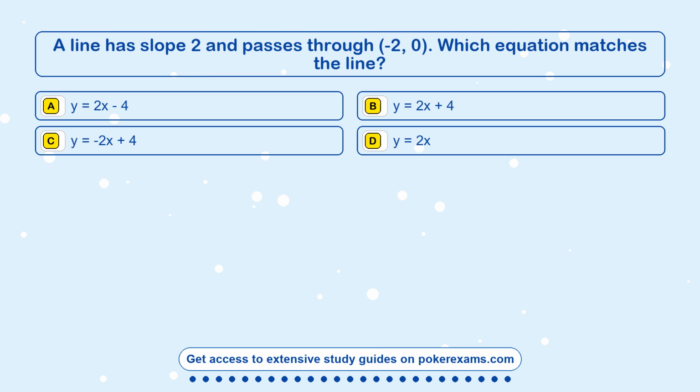Question 14. A line has slope 2 and passes through (-2, 0). Which equation matches the line? Option A, y equals 2x minus 4. Option B, y equals 2x plus 4. Option C, y equals -2x plus 4. Option D, y equals 2x.